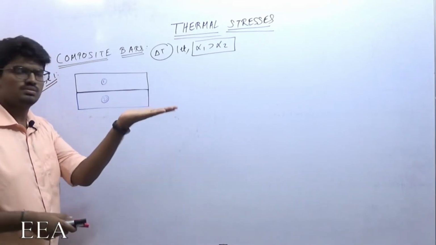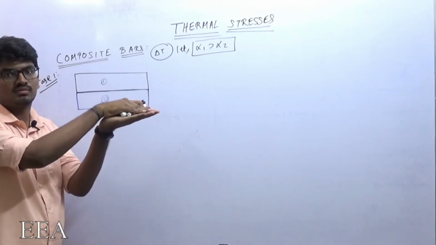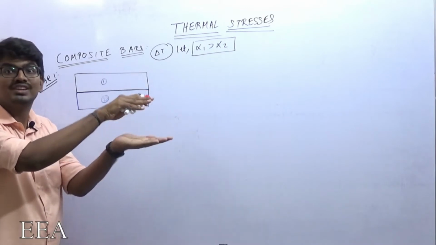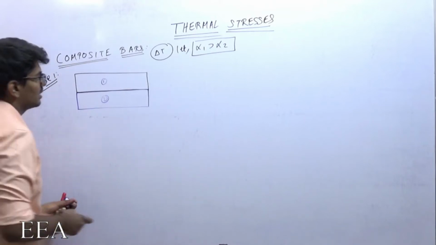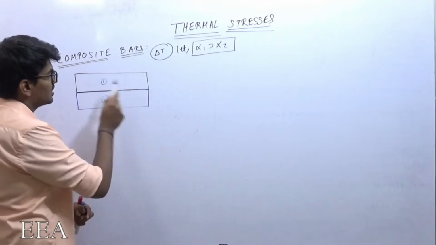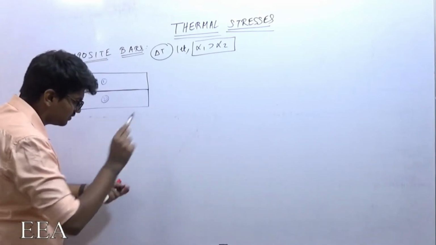I'm taking bar 2 and keeping bar 1 on it, and I'm increasing the temperature. Just as an assumption, they are not sticking with each other perfectly. If they are not sticking perfectly, then what will happen? Alpha 1 is greater than alpha 2, right? So the first member's thermal expansion coefficient is greater than the second member's.